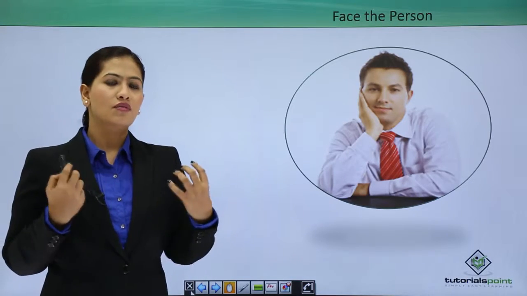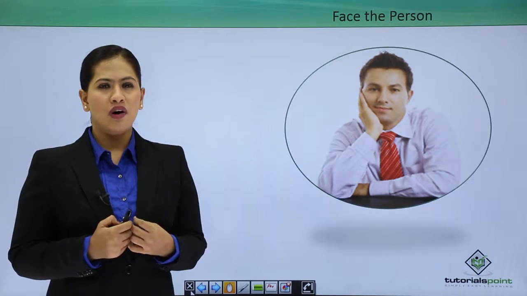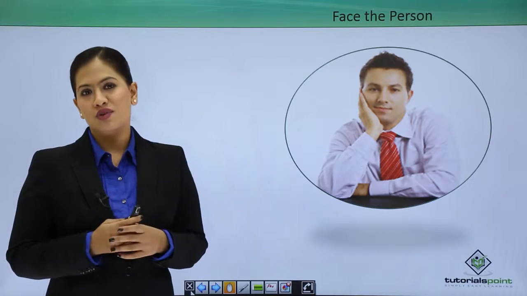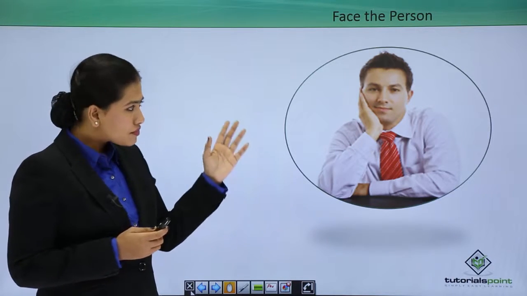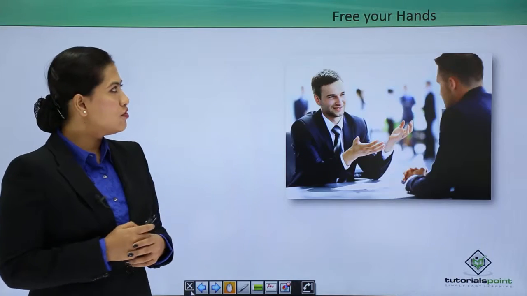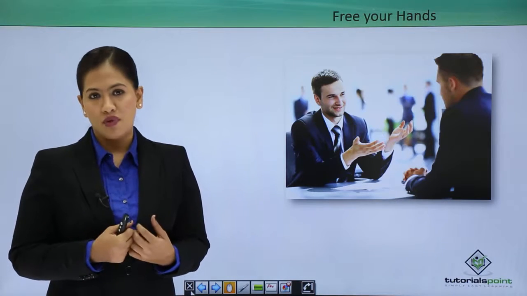So each time I am in face-to-face conversation with a person, I not just hold the smile with the eye contact, I balance smile with the eye contact as well. So this picture again is on clear depiction of the same. Moving further, free your hands. Now hand movement plays a very important role.